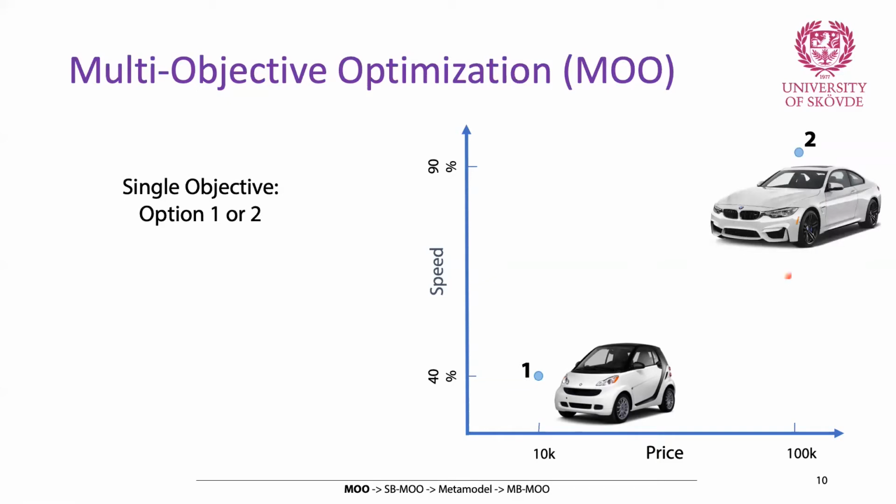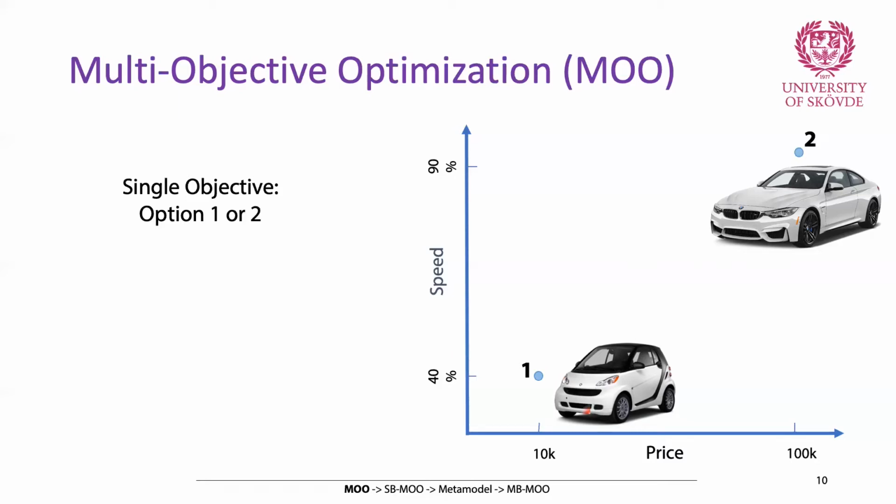So in single objective optimization, you will have one optimal solution. And in our case, in decision making for buying a car, it will be either car one or car two. But as you may know, this is not the real case in the real world. Price and speed might both be important for you. So in that case, these extreme solutions will not satisfy both objectives. And the optimal solution of one objective may not necessarily be optimal for other objectives.